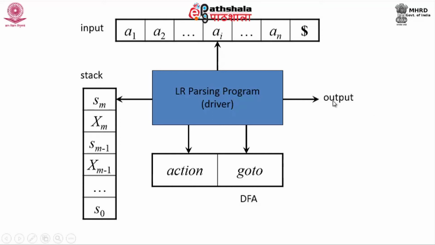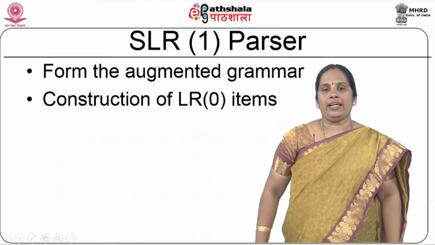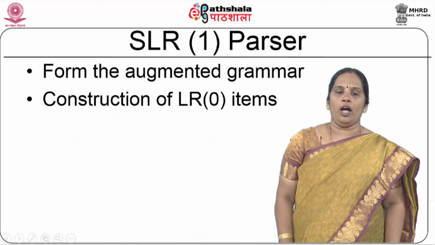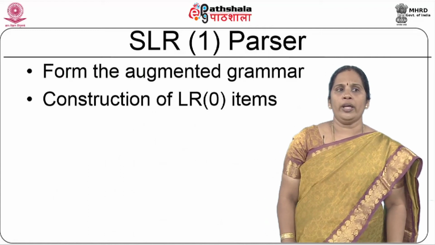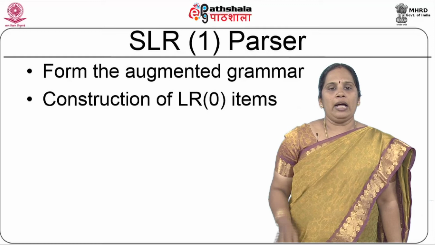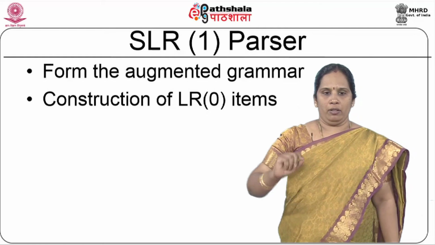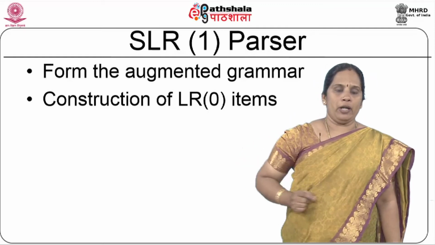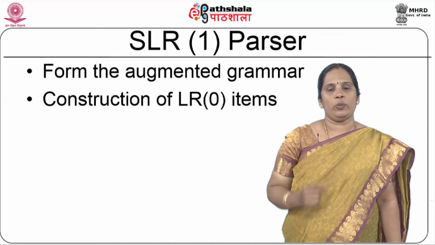If it is going to be unsuccessful parsing, you will not have a parse tree here; you will say an error situation. So, the steps are: form the augmented grammar. Now, what is the augmented grammar? Adding one production as the beginning production and changing the start symbol is what is called forming the augmented grammar.